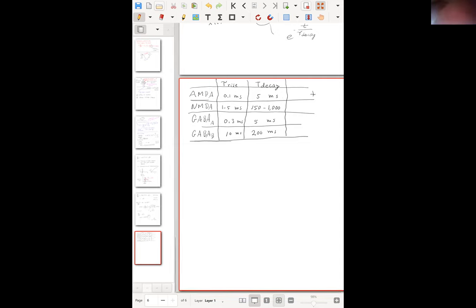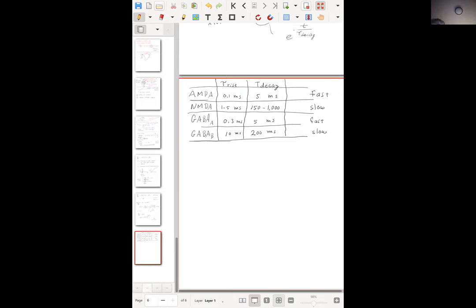So these two are fast and these are slow. And it's not really clear why we have multiple time scales. I'm guessing there's actually a very, very important reason for this, but nobody really knows what it is. For NMDA, we kind of know. Okay, so these are sort of facts.